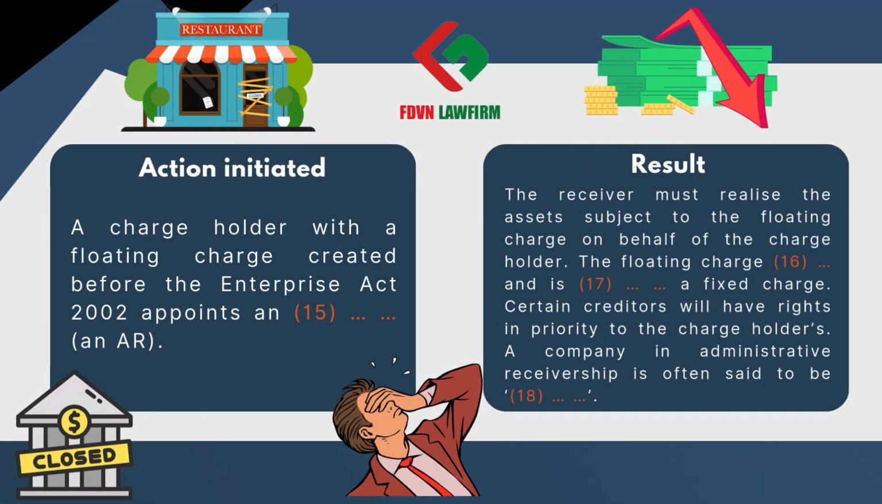Action initiated. A charge holder with a floating charge created before the Enterprise Act 2002 appoints an administrative receiver, an AR. Result: the receiver must realize the assets subject to the floating charge on behalf of the charge holder. The floating charge crystallizes and is treated as a fixed charge. Certain creditors will have rights in priority to the charge holders. A company in administrative receivership is often said to be in receivership.